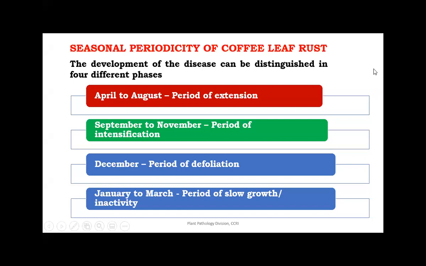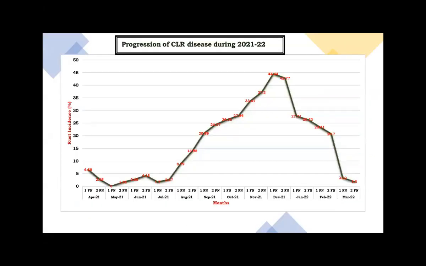So for all these reasons, we need to understand the behavior of the pathogen so that it will be easy for us to mitigate the problem. I have depicted a graph to show you how the leaf rust pathogen behaves according to the climate, according to the abiotic factors. This is the progression of coffee leaf rust during 2021-22. I have taken it from a susceptible variety, selection 3, that is S795.